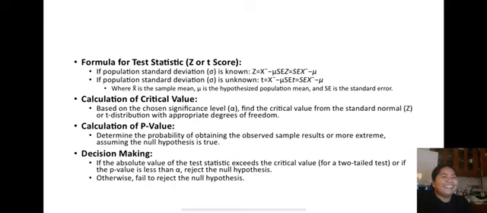Decision making. If the absolute value of the test statistic exceeds the critical value for a two-tailed test, or if the p-value is less than alpha, reject the null hypothesis. Otherwise, fail to reject the null hypothesis.